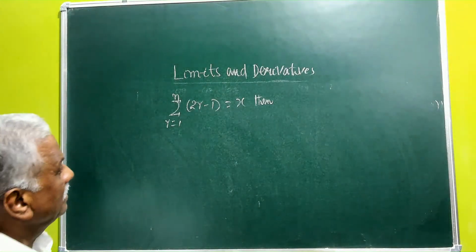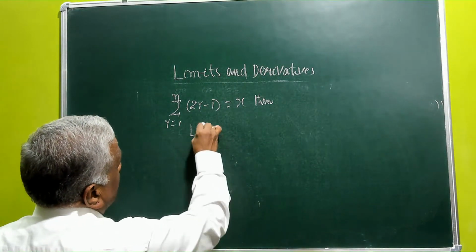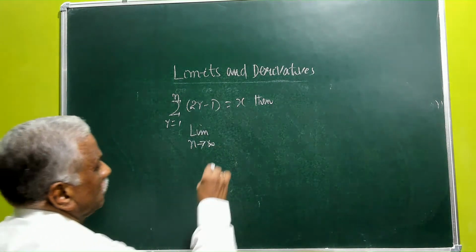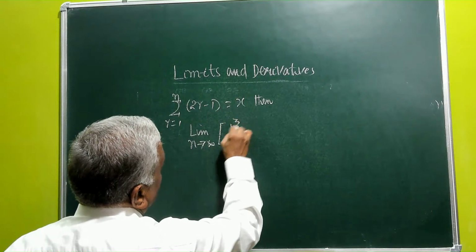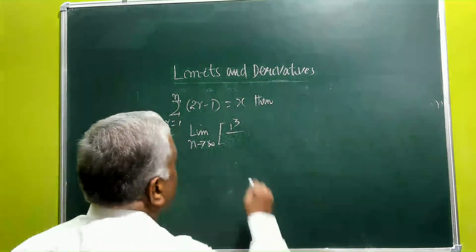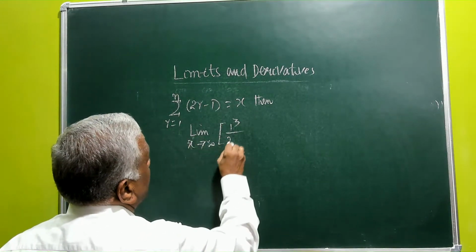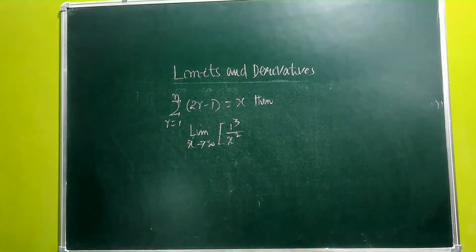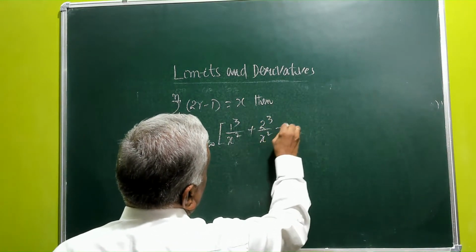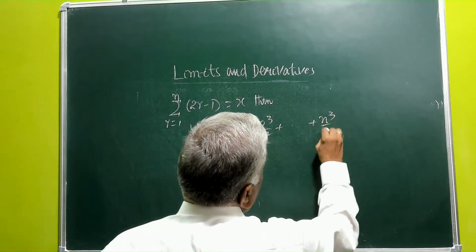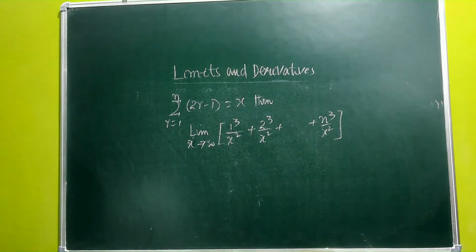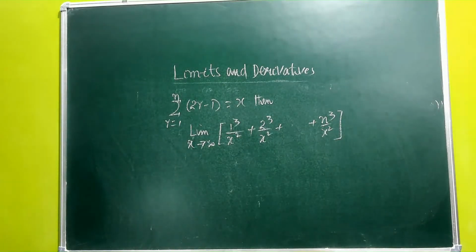Then the question is limit n tends to infinity of 1 cube by x square plus 2 cube by x square plus etc. n cube by x square. This is a problem. So you should understand first.